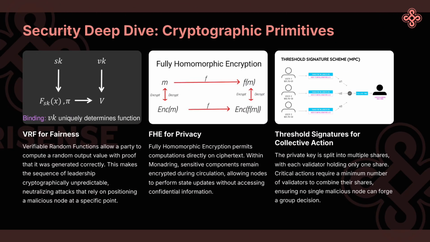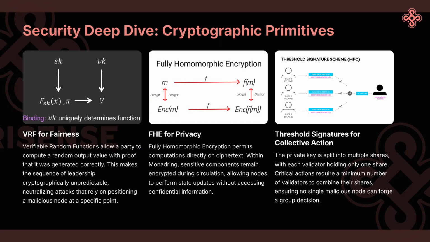Firstly, let's delve into the concept of verifiable random functions, VRFs, as employed by Monadring. This technology is crucial to maintain fairness and thwart any adversarial efforts to manipulate the leadership sequence. In essence, a VRF is a cryptographic tool that enables a party to produce a random output along with proof of its correct generation. Within Monadring, VRFs randomly decide the arrangement of nodes in the logical ring or choose the initial token holder for each consensus cycle.